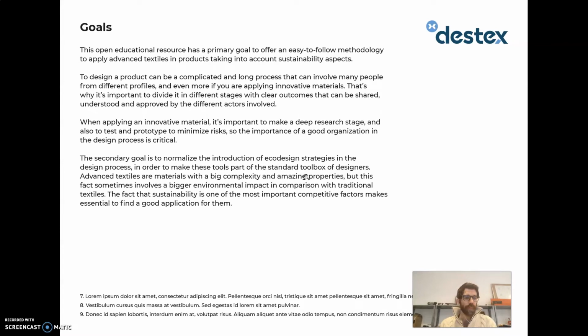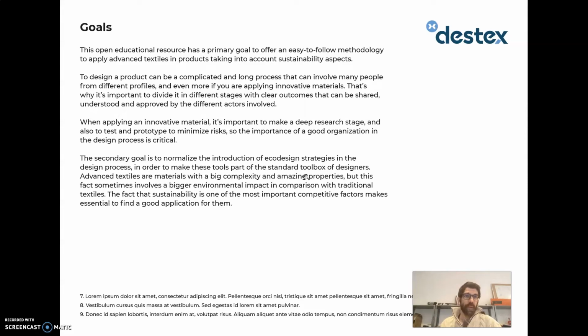The primary goal of this methodology is to bring a standard, easy to follow methodology that allows to apply these advanced materials, these advanced textiles, into products while taking into account the environmental impact and the aspects related to sustainability.